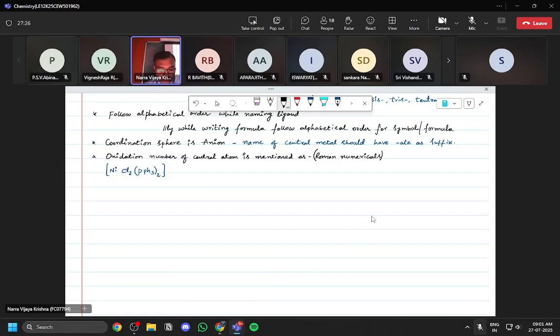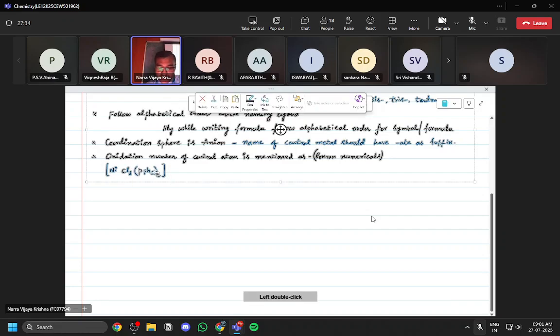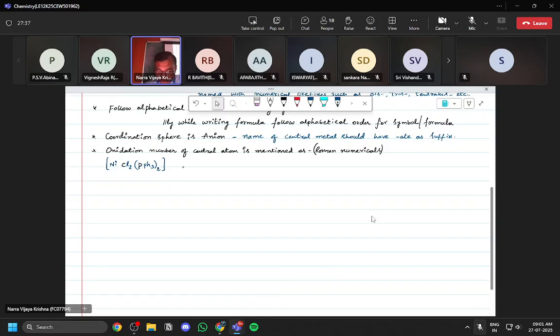Dichlorido. Or C should come first, now. This is triphenyl phosphine. So I have to write it as bis. Bis, sir. So dichlorido, bis(triphenylphosphine). Nickelate, nickel. It is not anionic.